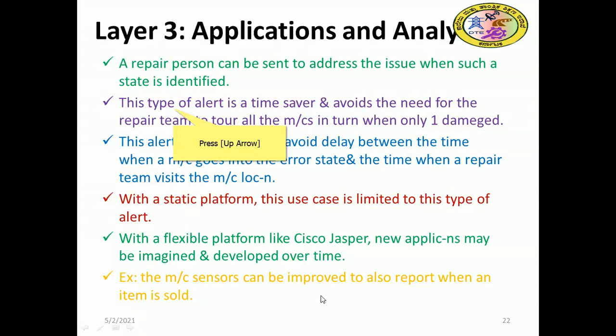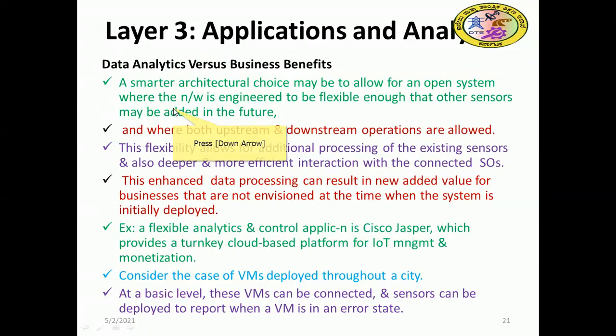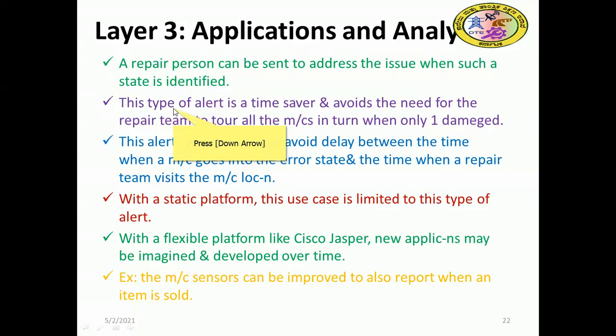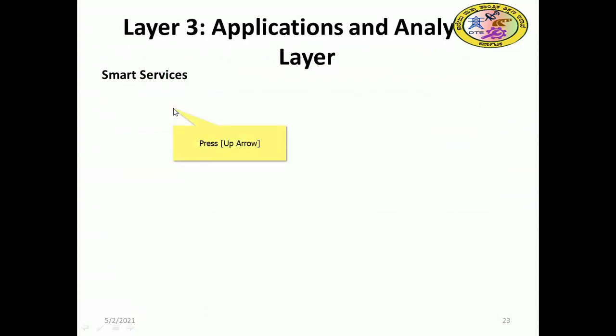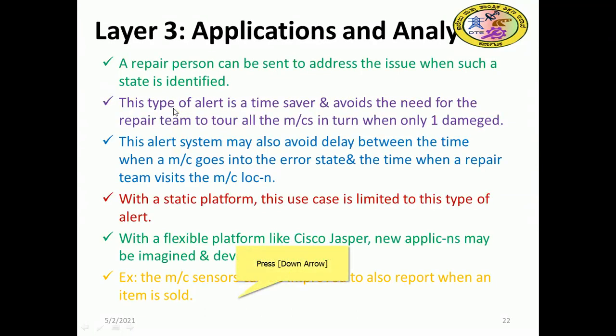A repair person can be sent to address the issue when such a state is identified. For this type of person, the alert is a time saver and avoids the need for the repair team to tour all machines in turn when only one is damaged.